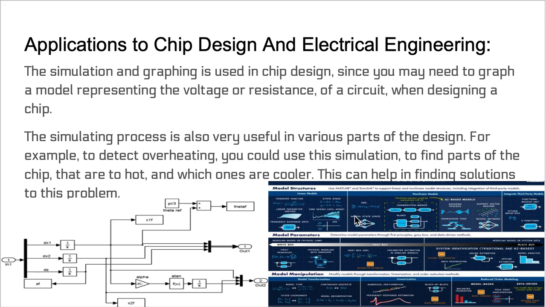And this is an image showing different model structures and model parameters of different systems, and this is like an input and output kind of system here. It's an electrical engineering thing. There's one input and it seems like there are two outputs.